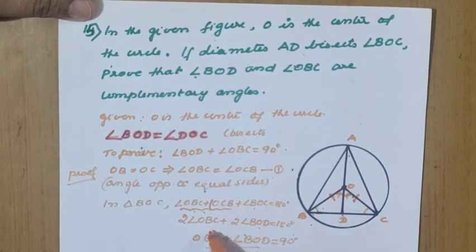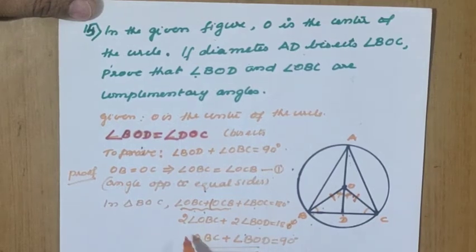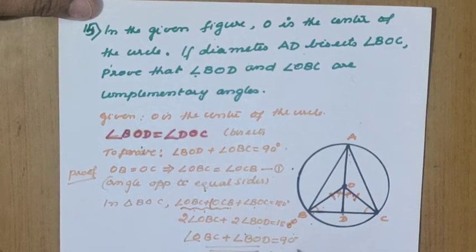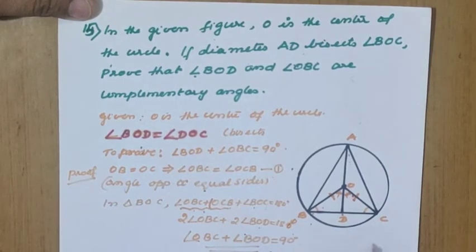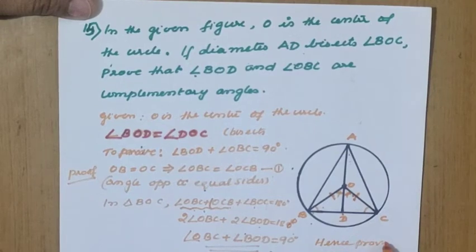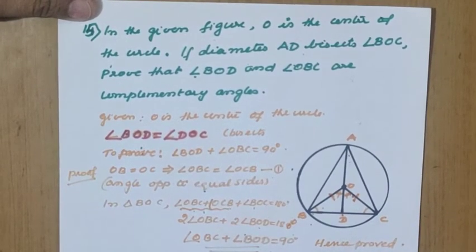So 2 times OBC plus 2 times BOD equal to 180 degrees. Now the 2 cancels, so what do we get? Angle OBC plus angle BOD equal to 90 degrees. That means they are complementary angles. So hence proved the result.